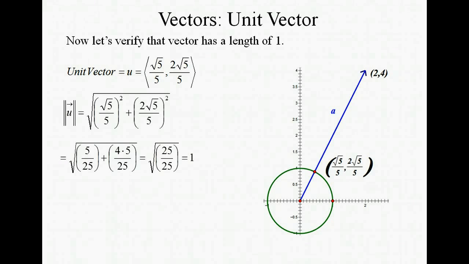Squaring gives us 5 over 25 for the first term and 4 times 5 or 20 over 5 for the second term. Then adding them together we get 25 25ths or 1. Square root of 1 is 1. So it does have a length of 1 and it coincides with the original vector. Remember, in order to be a unit vector, it has to have a length of 1.